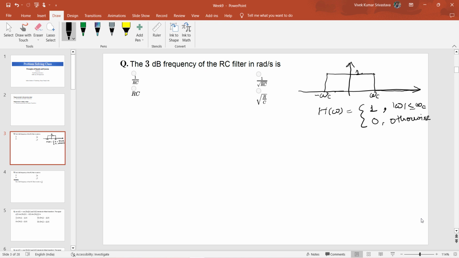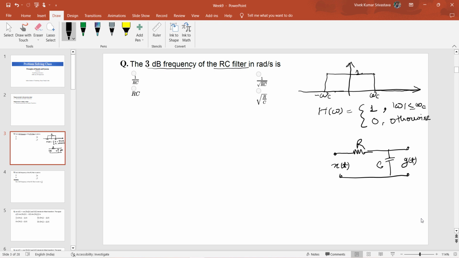Let us suppose an RC low pass filter, because here we have to determine the 3 dB frequency of the RC filter. So I am considering an RC low pass filter. Here is the RC low pass filter: this is R, this is C, this is the input, and this is the output y of t.